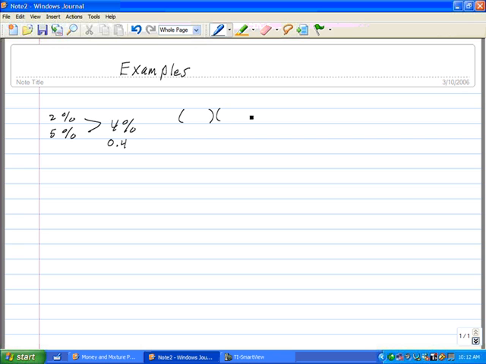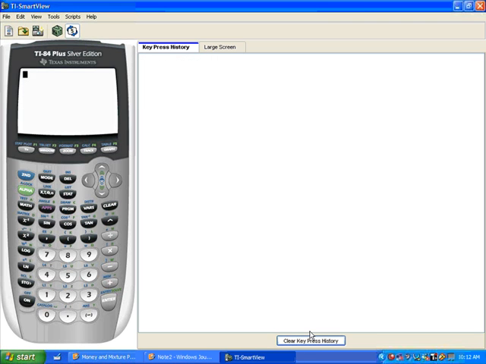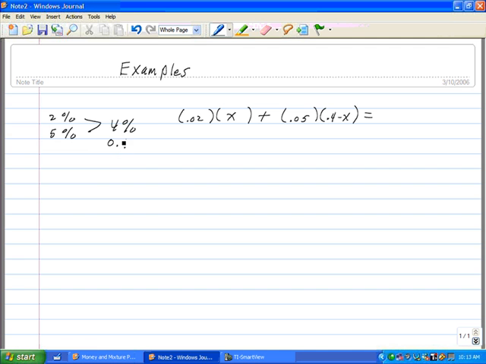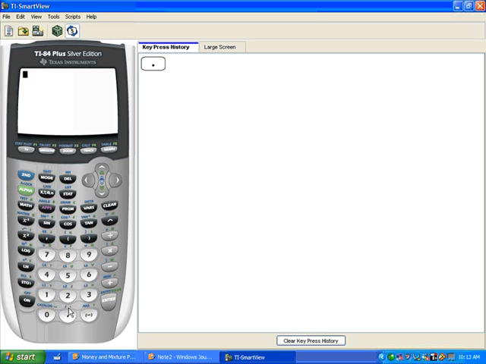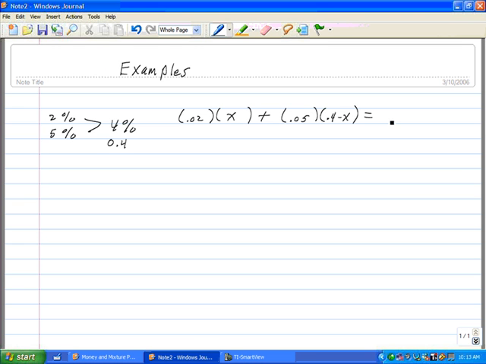Again, the setup. You have 2 ingredients going in. 0.02 and 0.05 is what's going in. An unknown amount here, and the rest of it goes there. And we're going to set that equal to the product we get from multiplying. And again, we're multiplying this 0.4 times 4%. So 0.4 times 0.04, which represents 4%, is 0.016, and we distribute.